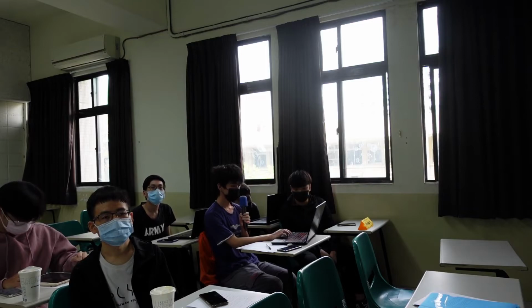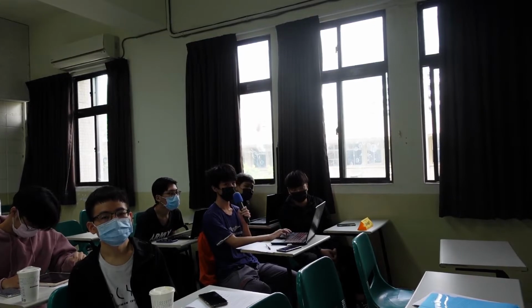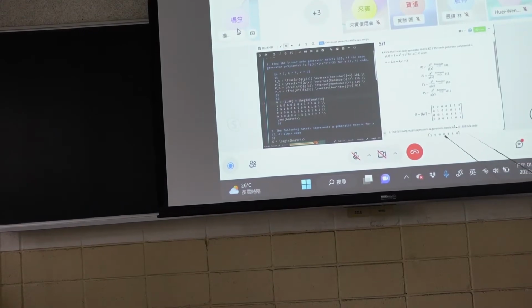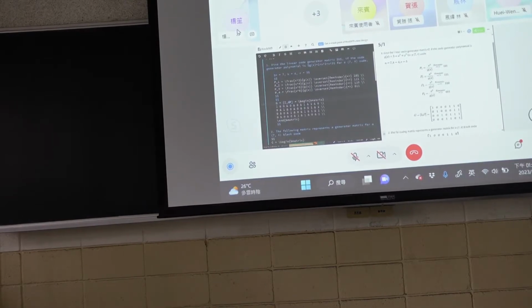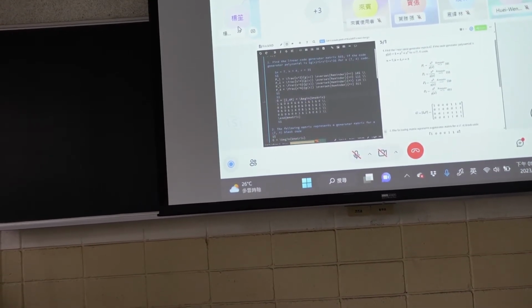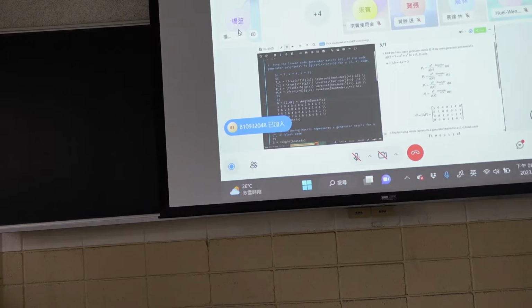Okay, good. So we get the first half of the generator matrix, and the rest is the parity matrix. We need to get P1, P2, P3, and P4. So we can get these vectors by this equation. P1 is 101, P2 is 111, P3 is 110, P4 is 011. By appending these vectors, we can get the parity matrix. So the answer is here.